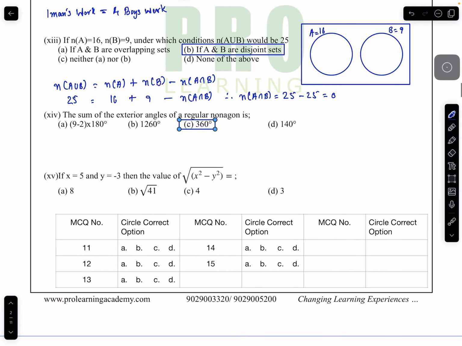Question number 15. Here, if x is 5 and y is minus 3, then the value of under root x square minus y square: x square becomes 25, minus 3 the whole square makes 9. 25 minus 9 makes 16.